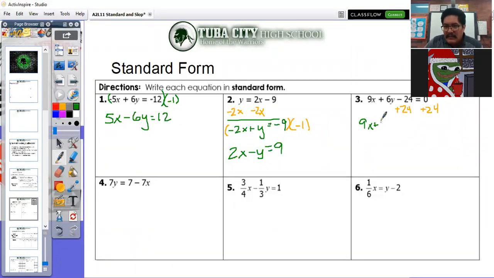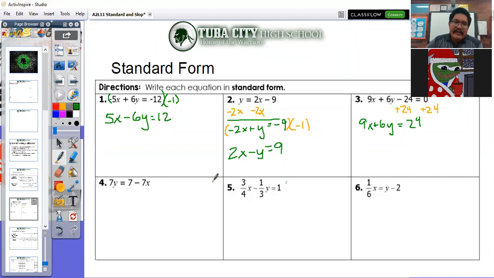9x plus 6y. So off to a pretty good start. Now 0 plus 24 is going to be 24. And there we go. X is positive. It is in the correct order. So x, y equals number.